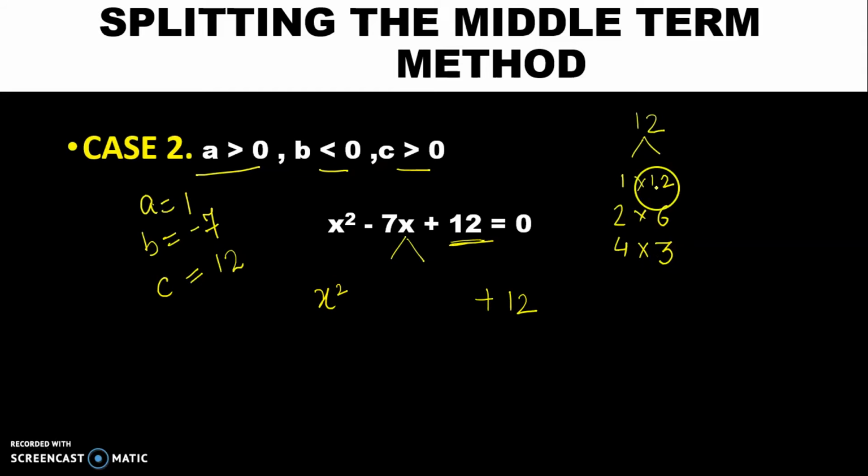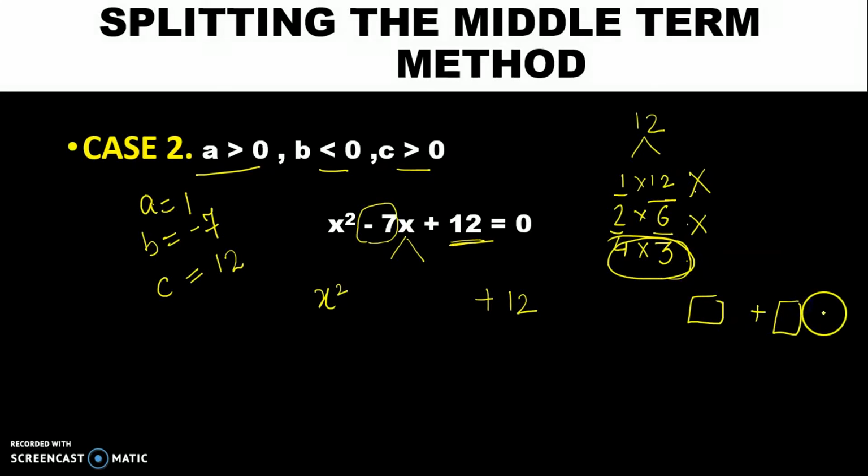Now we will see whether their sum or difference can be equal to coefficient of x. Right? So 1 and 12 can never give 7 after addition or subtraction. So we cannot take this. Similarly 2 and 6. Their sum will be 8. Their difference will be 4. So they cannot give 7. Now next we have 4 and 3. 4 and 3, their sum will be 7. But here we have minus 7. So let's see what we can do.